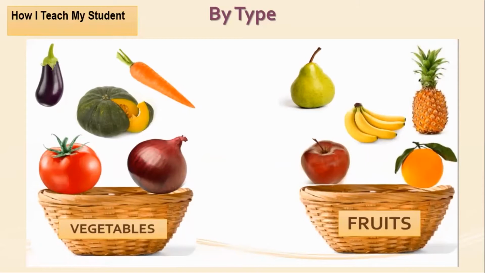Okay, now we count how many are in the vegetable basket. Let's go. One, two, three, four, five. There are five in here. Now we go to the fruit basket. How many are there? Let's count. One, two, three, four, five. There are also five in here. Both baskets have five items.